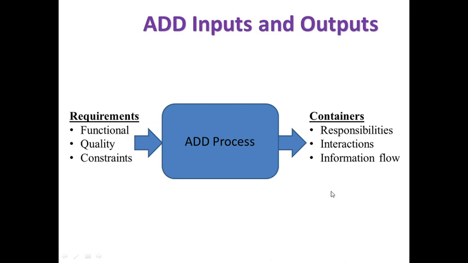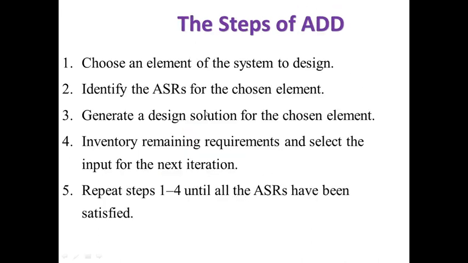Next, add inputs and outputs. We have the requirements and we have the containers. In between, this process is going to be done. The Attribute Driven Design method is going to be continued. So what are the requirements? Functional requirements will be there, quality requirements will be there, constraint requirements will be there. According to that, responsibilities, interactions and information flow will be there.